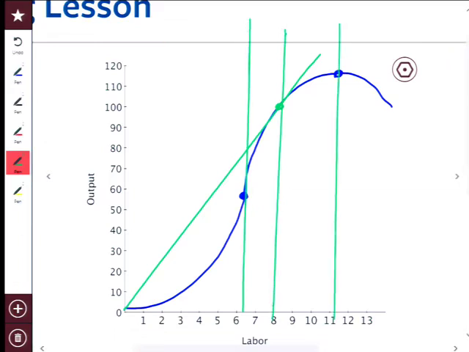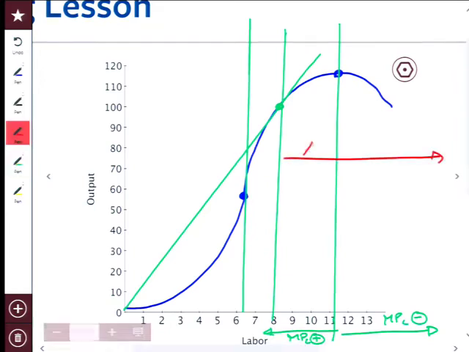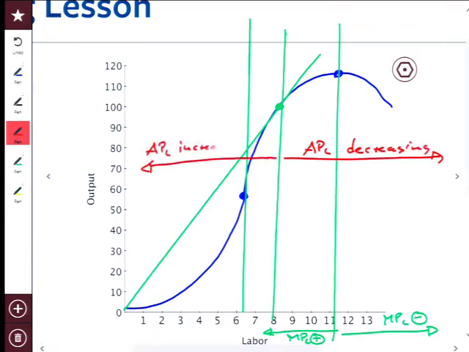This drawing doesn't correspond to the numbers I gave you earlier, right? So if you're sitting at home trying to figure out why this curve looks different than the one we drew earlier, I'm just sketching one now, okay? But what we've got now is 3 quantities here. To the right of this point here, MPL is negative. To the left, MPL is positive. To the right of this point here, APL is decreasing. And to the left of this line here, APL is increasing.